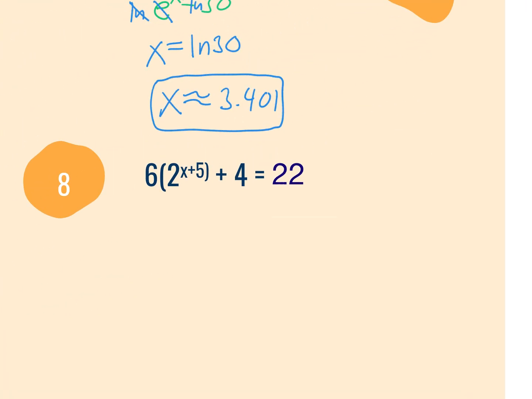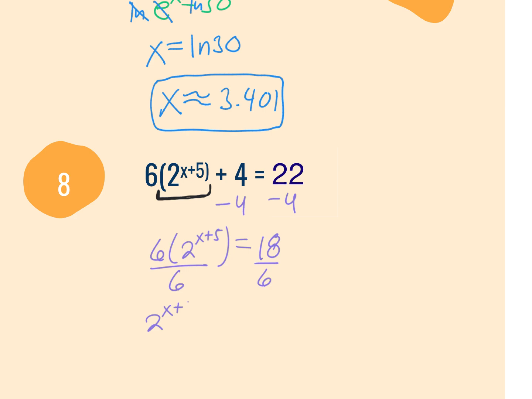All right. So once again, I want whatever has the exponent completely by itself. And in that case, it's 2 to the power of x plus 5. All right. So let's isolate it. Let's subtract the 4. We get 6 times 2 to the x plus 5 equals 18. Divide both sides by 6. And then we get 2 to the x plus 5 equals 3.